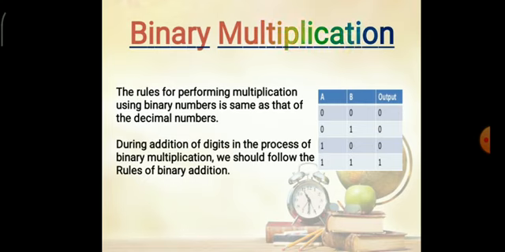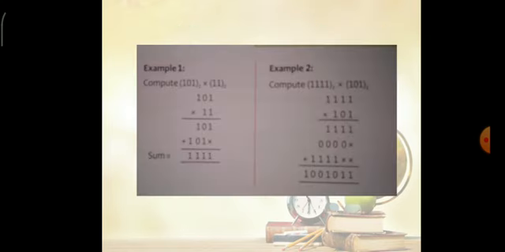Let's see an example. In this example, 101 is multiplied by 11. The multiplication is done in the same manner as you do in your mathematics. The sum will be obtained according to the rules of binary addition.